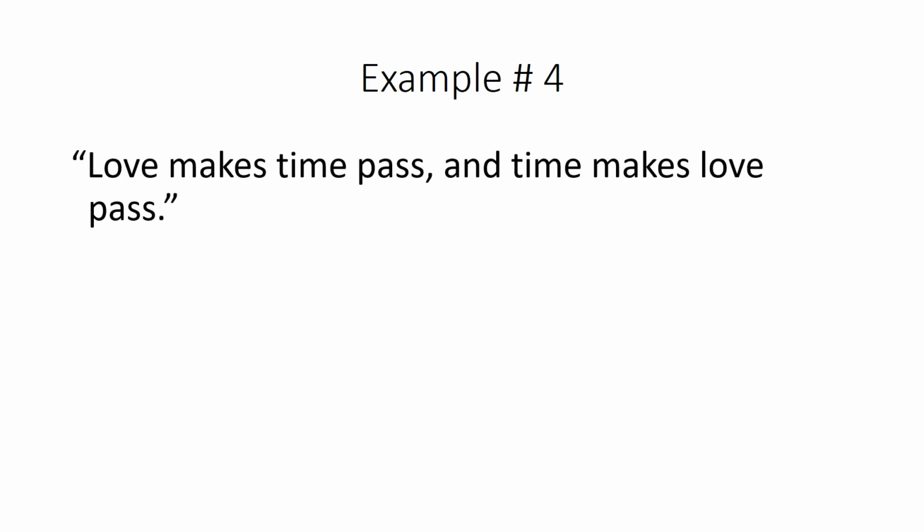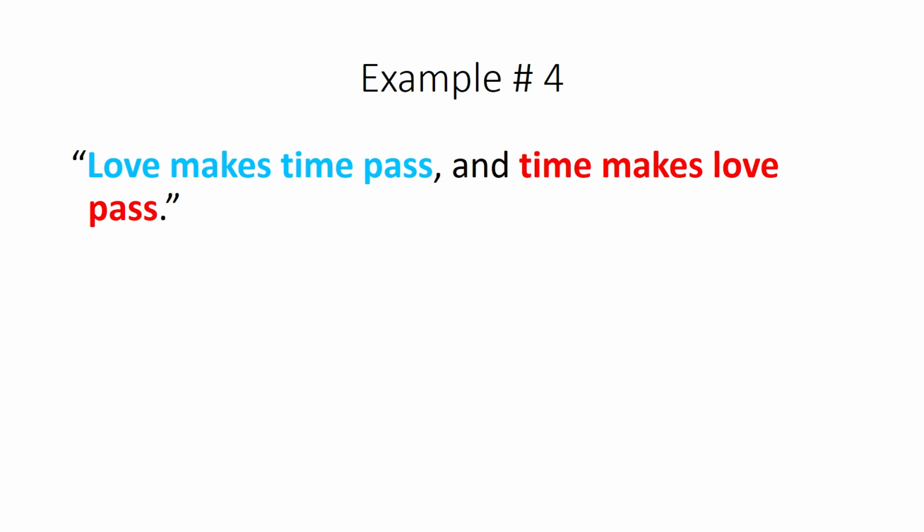Love makes time pass, and time makes love pass. So we have to look for words that are the same that occur more than once in a sentence. We have them there. The next step, we have to line them up one over the other. So love makes time pass. We bring the last term and make it, in this case, actually, we're not going to make it first. And I'll explain why. What we have here is a verb, and chiasmus usually does not have the verbs move from last to first. In this case, we would have to bring down the verb, just like a middle term, but keep it at the end.